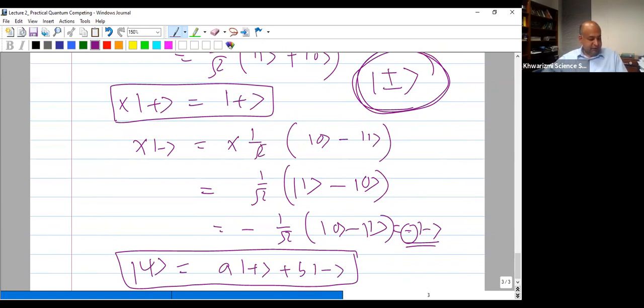Okay, so let me take a stop here and ask if there are any questions or confusions around the X gate. This is one of the most widely used gates in quantum computing.